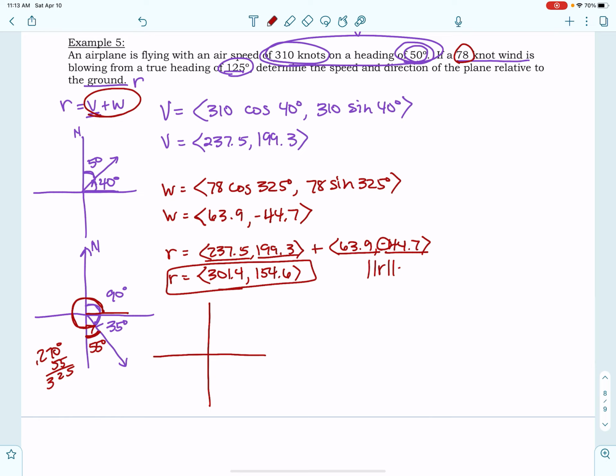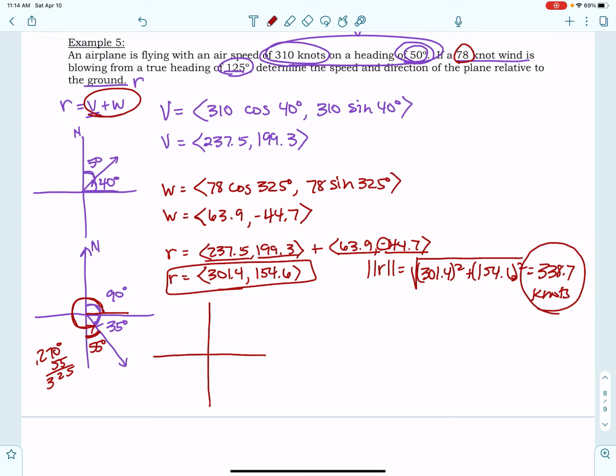So the speed is going to be the square root of each of those squared and added together. I don't know why I put that in parentheses, but that's okay. 338.7 knots. That's the speed. That's one of my answers. And now I'm going to use this and this. So positive 301.4, positive 154.6. There's my right triangle.